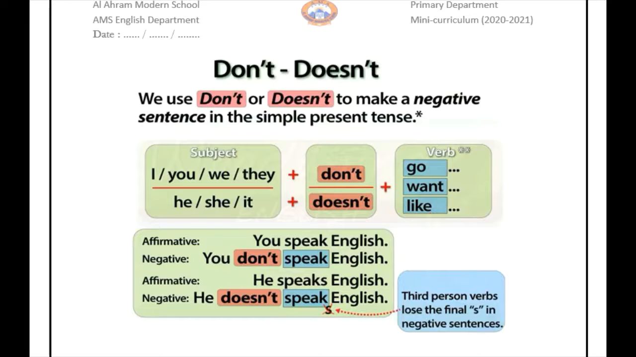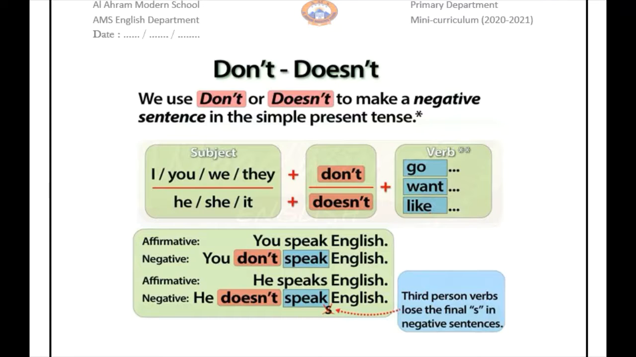Don't or doesn't. We use don't or doesn't to make a negative sentence in the simple present tense. We start with the subject plus don't or doesn't plus the verb in the infinitive form. Of course, we know that with I, you, we, and they, we use don't, and with he, she, and it, we use doesn't. For example, you speak English. To transfer this affirmative sentence into negative, we say, you don't speak English.